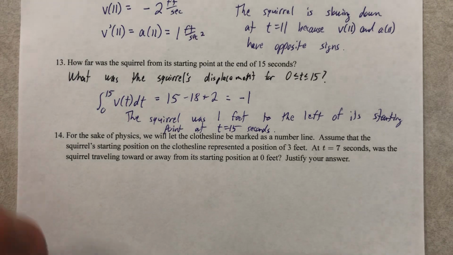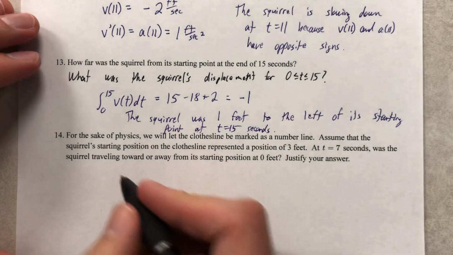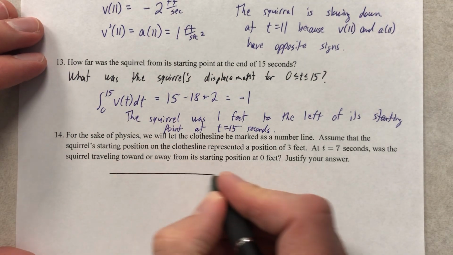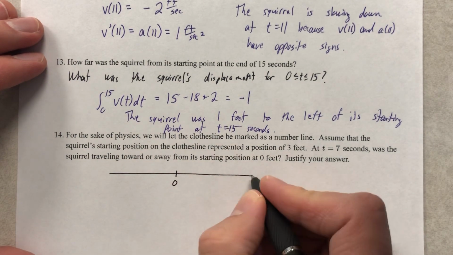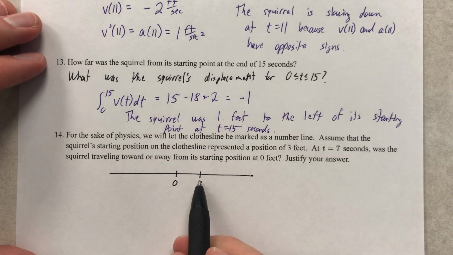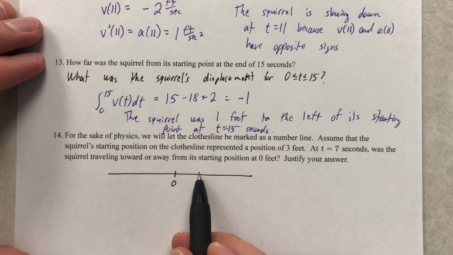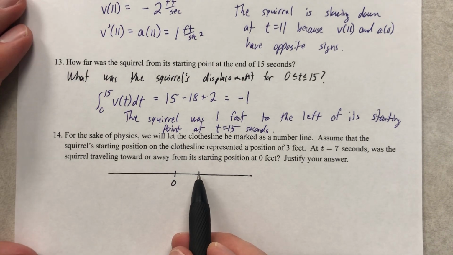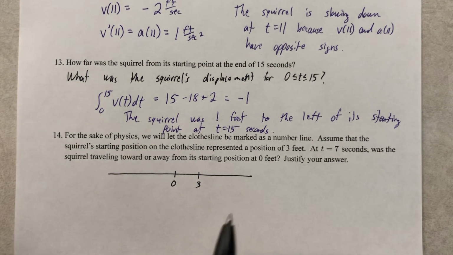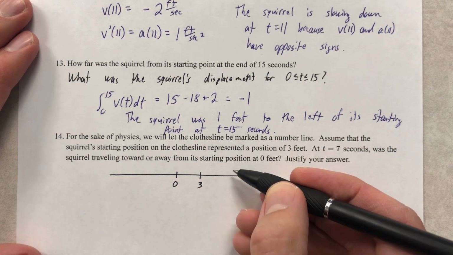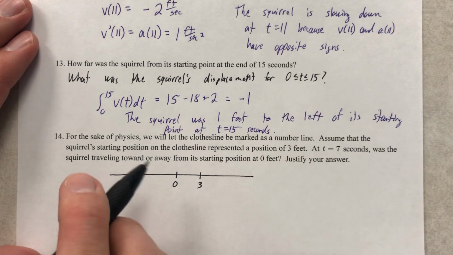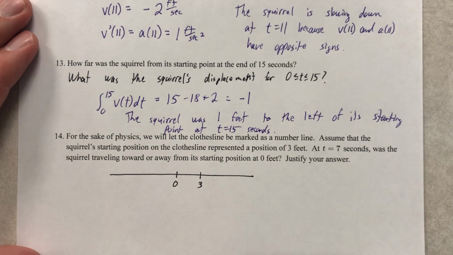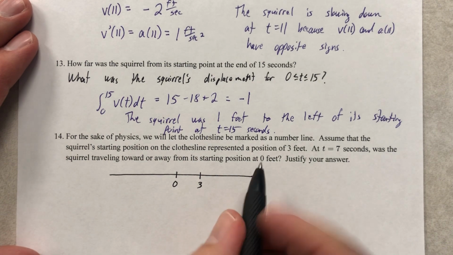Okay. It might help to jump back to early middle school and draw a number line. I know this seems elementary, but trust me on this. This is where the squirrel started. I want to know, is the squirrel traveling toward this 3 or away from this 3? Let's notice what could happen. The squirrel could be traveling toward the 3 from this side or from this side, or it could be traveling away from the 3 on this side or this side.